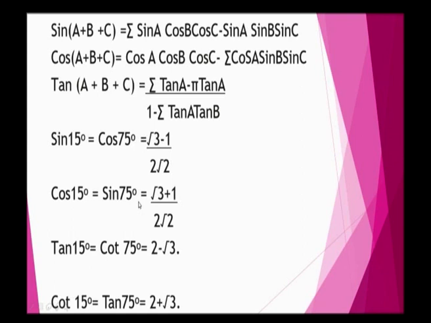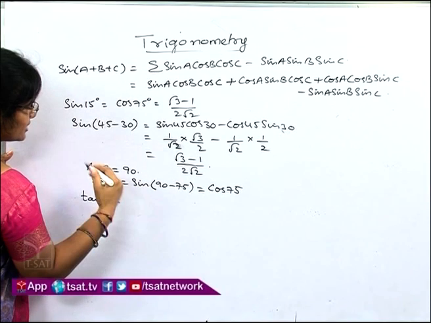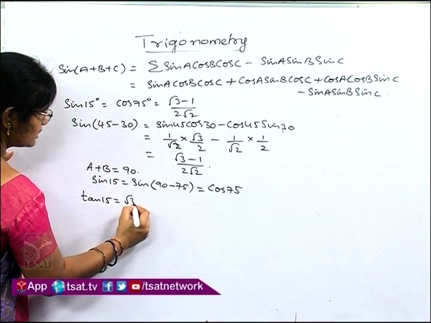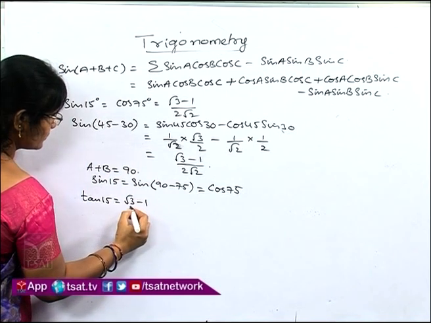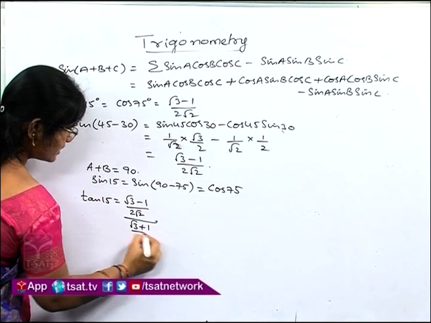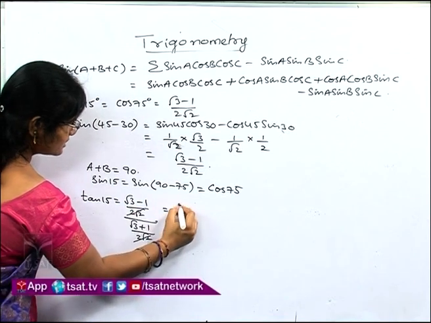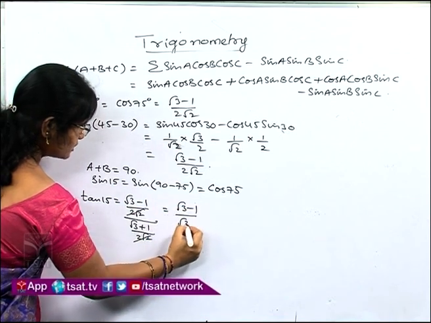So, here I will tell tan 15. So, sin by cos. So, root 3 minus 1 by 2 root 2 by root 3 plus 1 by 2 root 2. So, 2 root 2 will get cancelled, children. Root 3 minus 1 by root 3 plus 1.